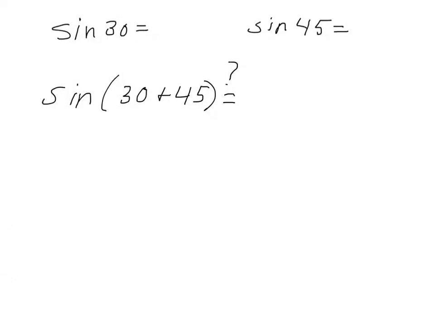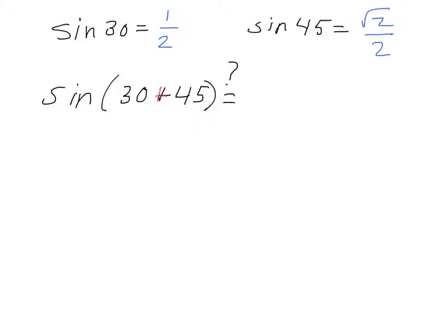Alright guys, the objective of today's lesson is to be able to find the sine, cosine, or tangent of the sum or difference of two angles. I'm going to start off with this example using two angles that we know. So we know that the sine of 30 is 1/2. We know that the sine of 45 is square root of 2 over 2.